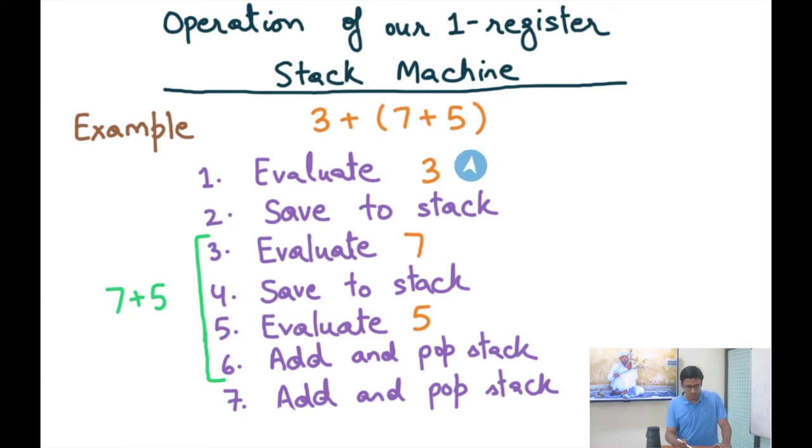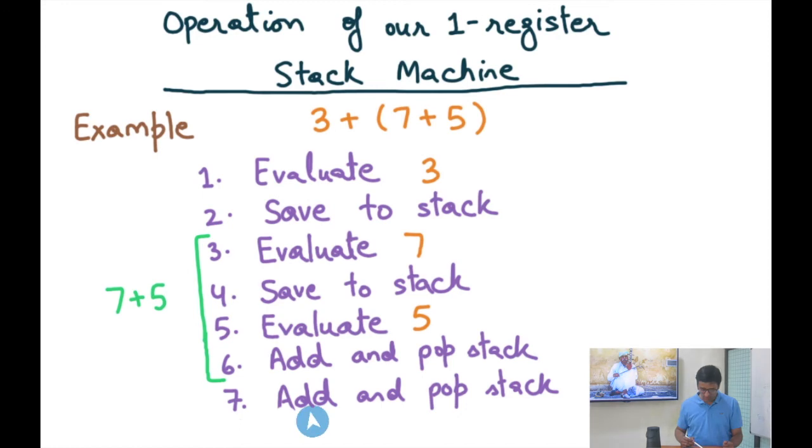So here are the steps that would be involved in generating the code. This is what the generated code would look like. It would first evaluate 3 in the accumulator, save this value 3 to the stack, evaluate 7 in the accumulator, save the value 7 to the stack by pushing, not overwriting, evaluate 5, and now we are ready to do the first addition, which is the 7 plus 5. So I'm going to say add. That's going to put 12 in the accumulator, and then I'm going to do pop stack. That's going to remove 7 from the stack.